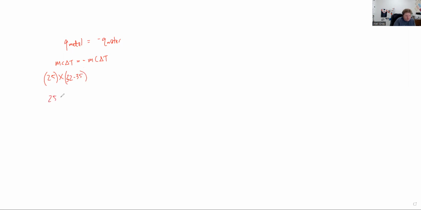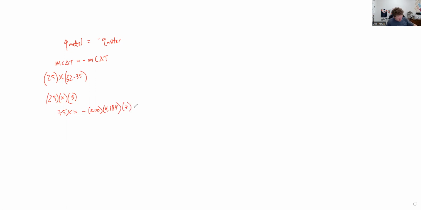25, then I'm going to put that in parentheses, and then I'm going to put X in parentheses. My delta T is 3, so this is effectively 75. X is equal to negative mass of water, which is 200, times the specific heat capacity of water, 4.184, and then our change in temperature is, well, it goes from 25 to 32, so that's 7.